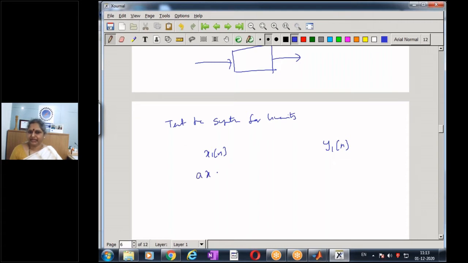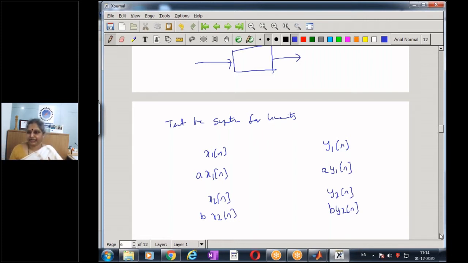Similarly, I can give a times x1 of n, multiplying the same input by a constant, and see whether I am getting a correspondingly amplitude scaled output. Now I can give another input x2 of n and compute y2 of n. And I can perform amplitude scaling of x2 of n and then get b times y2 of n. All this is possible. I have one system. I can give x1 of n, observe the output. I can amplitude scale the input and then see the output.